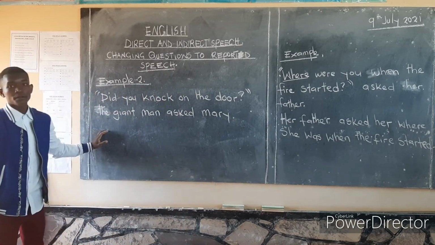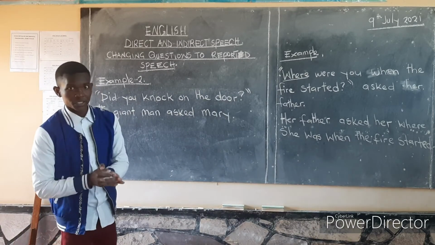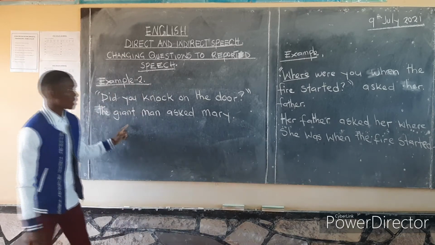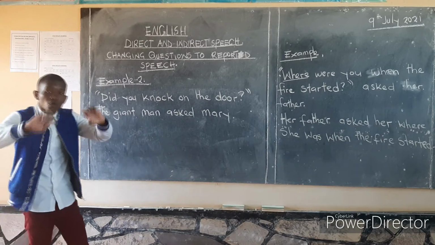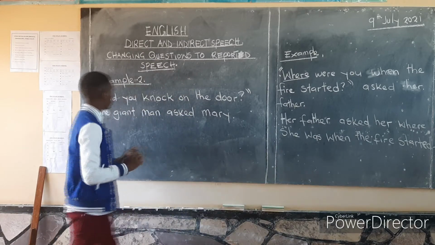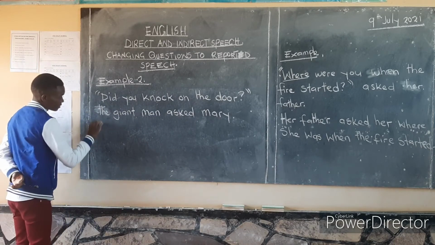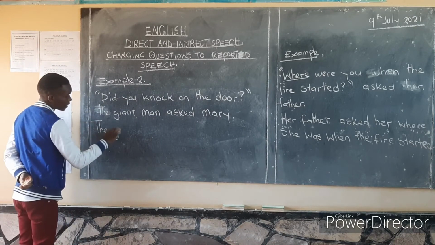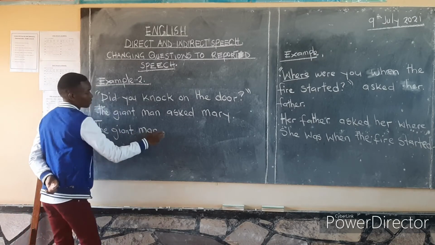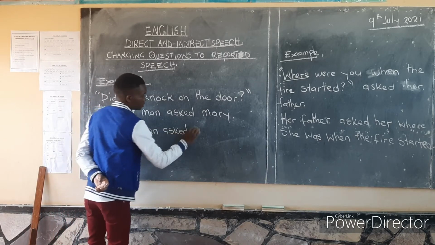So, to change this one, remember always when you're changing to indirect speech, always start with the unspoken words. So even with this one, I'll start with the unspoken words, those words that are not in the speech marks. So these words here are the ones I'm going to start with. So I'll say the giant man asked Mary.